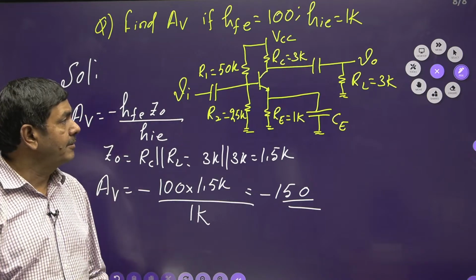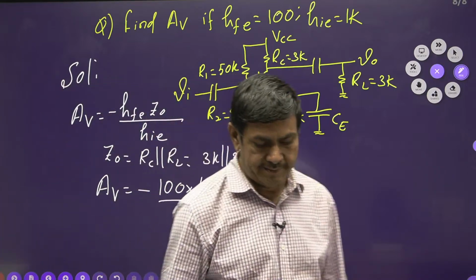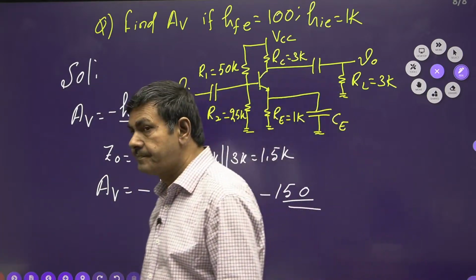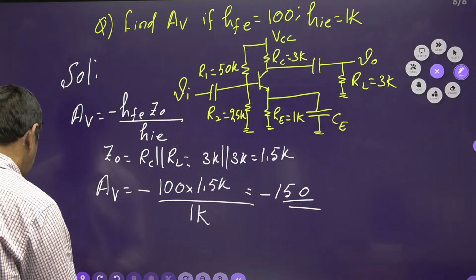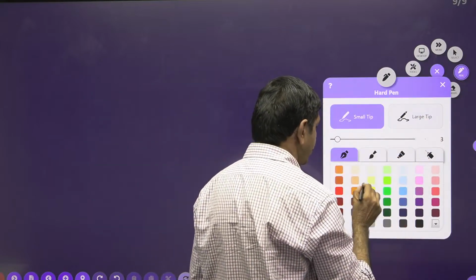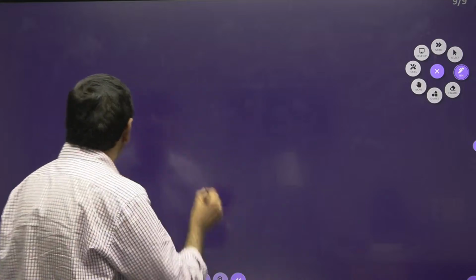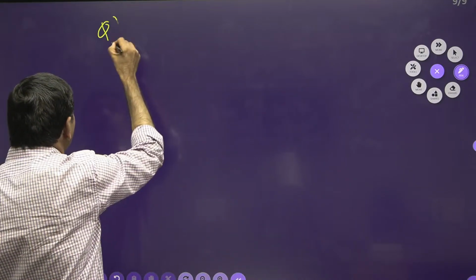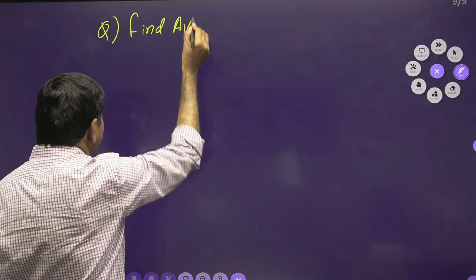This is one of the problems. And I will give the same model question one more. You please write. Just formula application only, nothing more. And one more question is given like this. Find voltage gain AV.